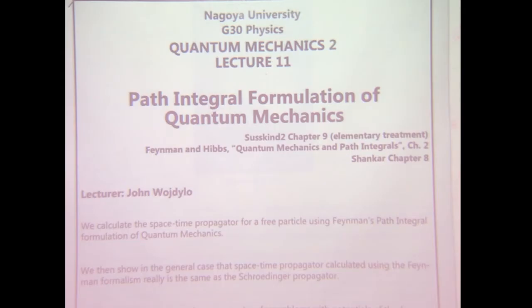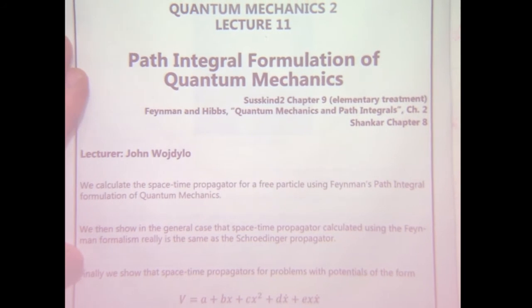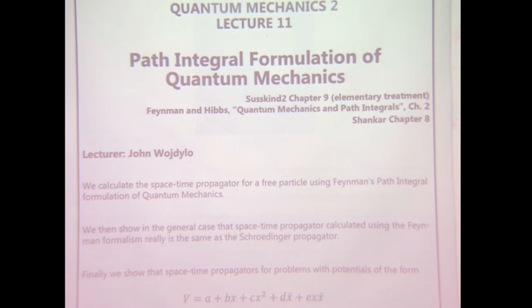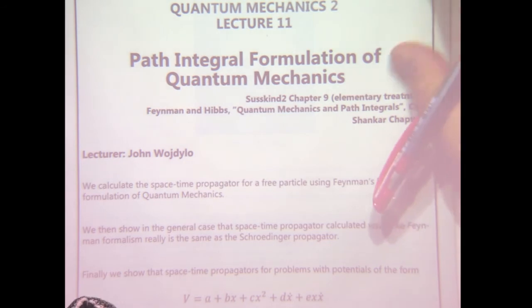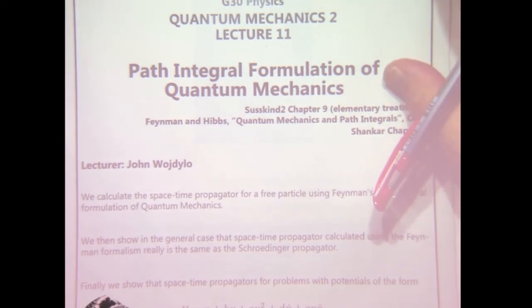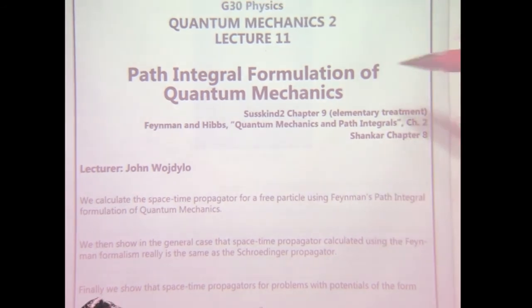Okay, so today we're going to calculate the space-time propagator for a free particle, which is the easiest case, using a completely different formulation or formalism, one that was found by Richard Feynman in about 1948. It's the path integral formulation of quantum mechanics.